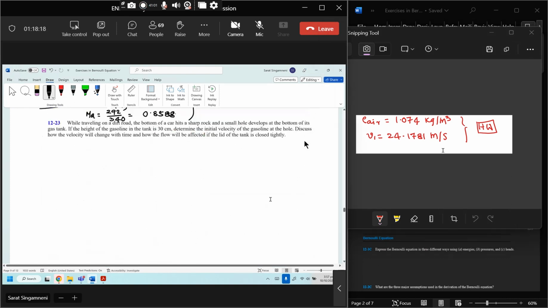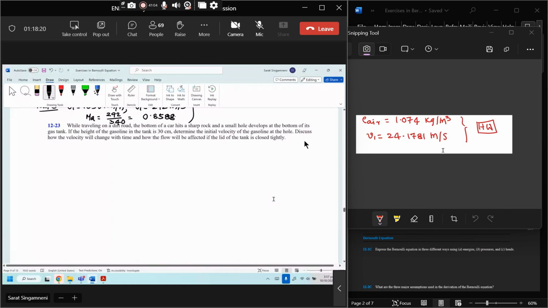Interesting. While traveling on a dirt road, the bottom of a car hits a sharp rock and a small hole develops at the bottom of its gas tank. If the height of the gasoline in the tank is 30 centimeters, determine the initial velocity of the gasoline at the hole. Discuss how the velocity will change with time and how the flow will be affected if the lid of the tank is closed tightly.